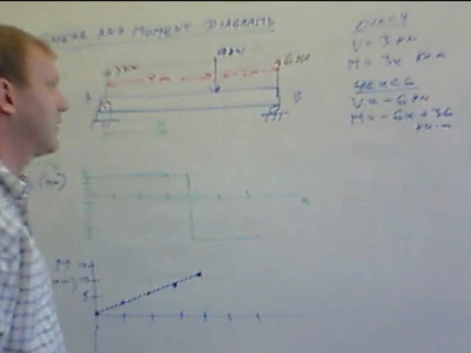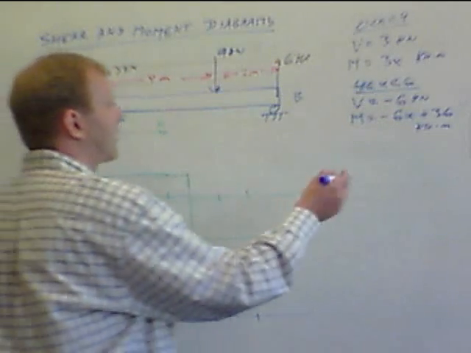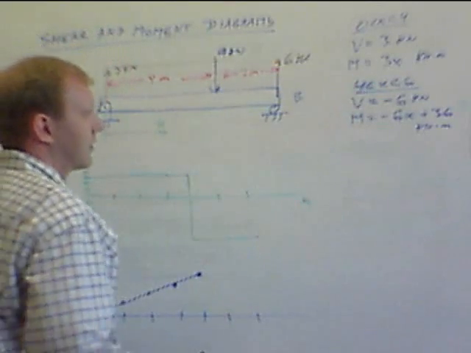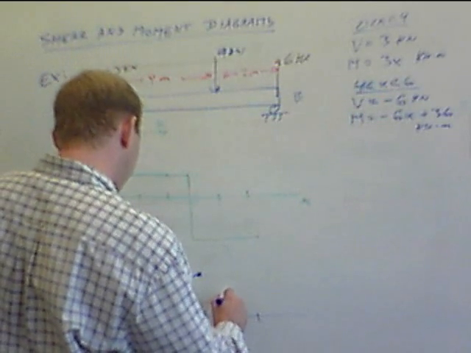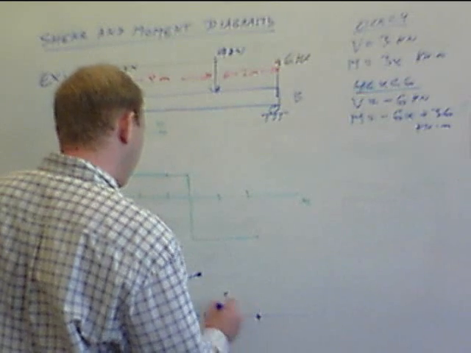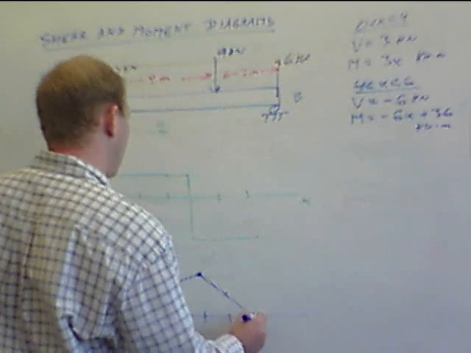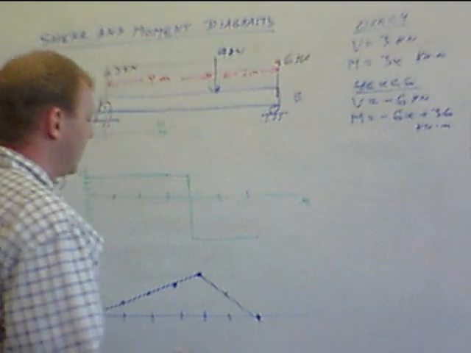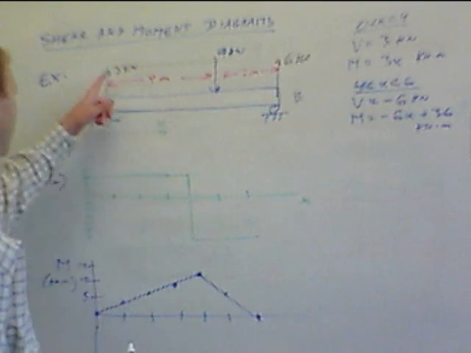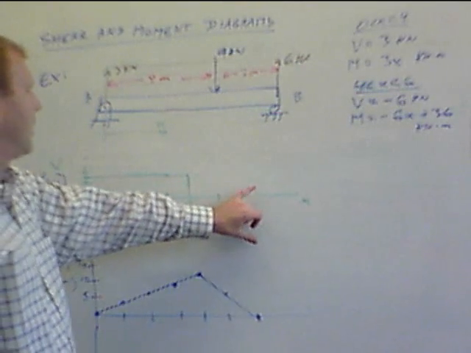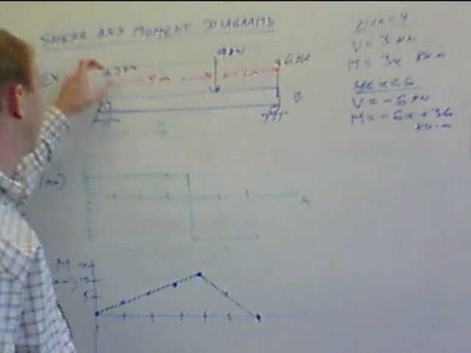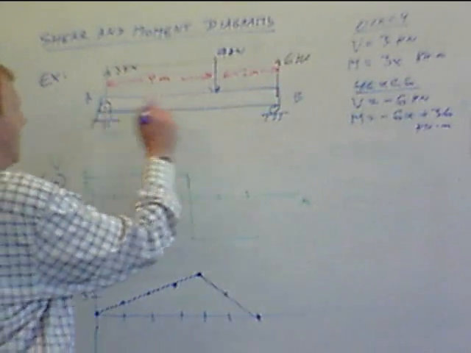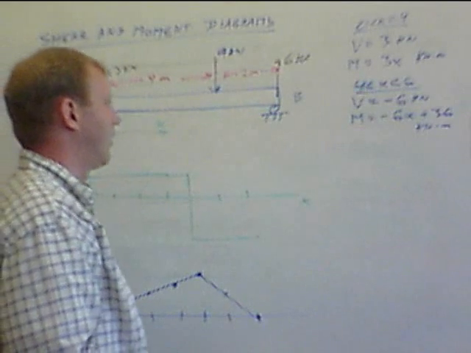So this becomes minus 6x plus 36. Well, 5 times negative 6 is negative 30, so this is 6. Then we end up back at 0 here. And again, those rules about continuities and discontinuities apply at the ends as well. Notice we started at 3 where we have a 3 here. We ended at 6 where we have a 6 here. Here we don't have any applied moments at the end, so we started at 0.